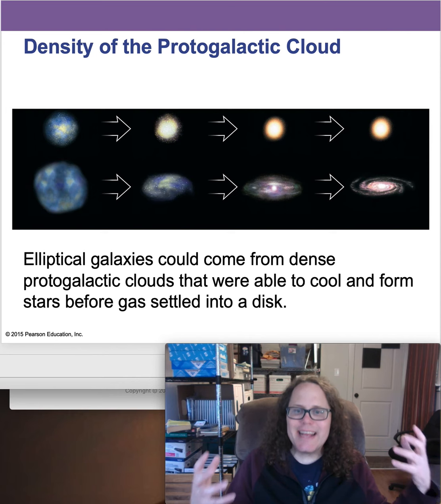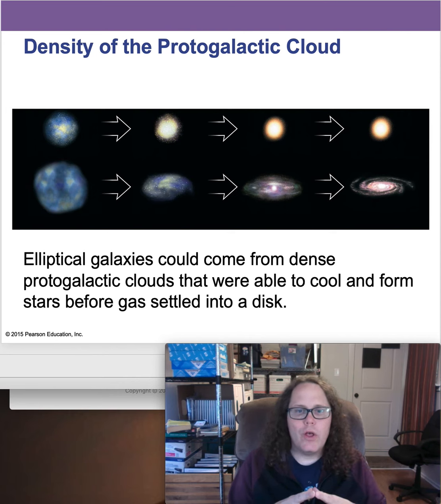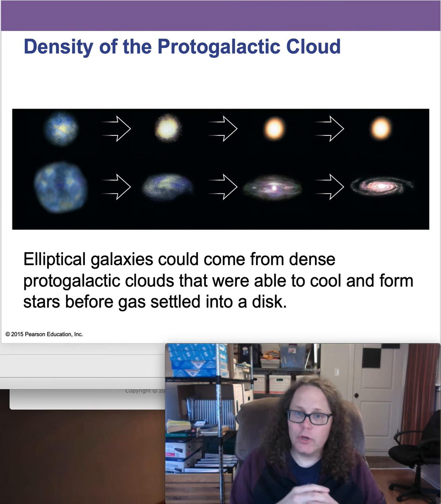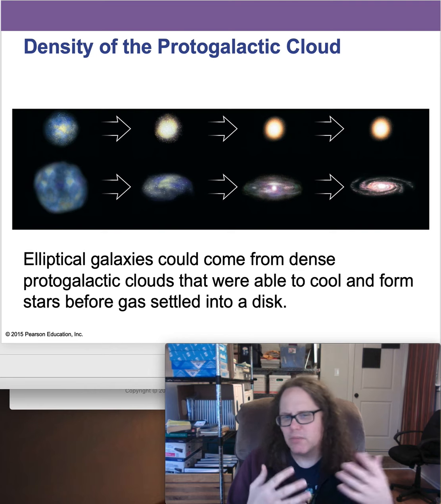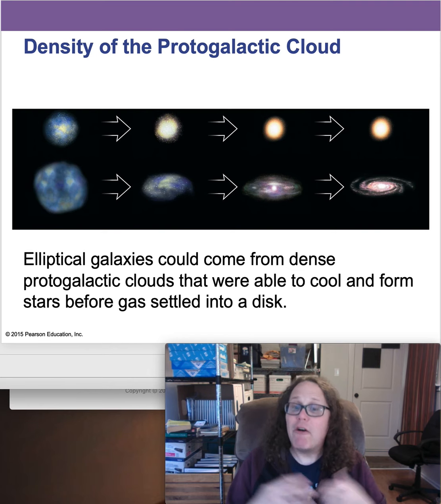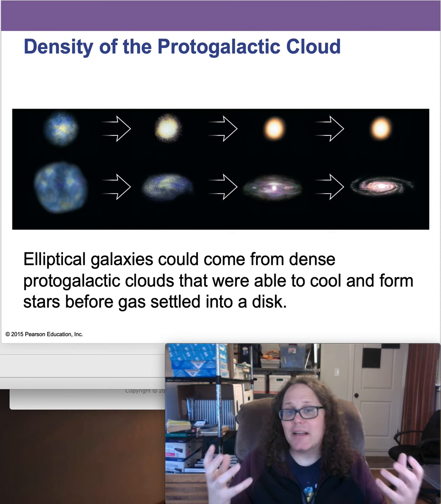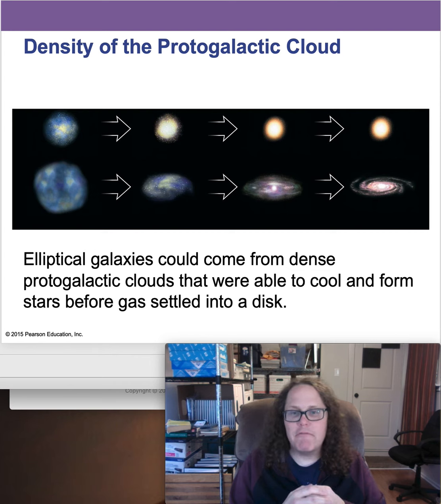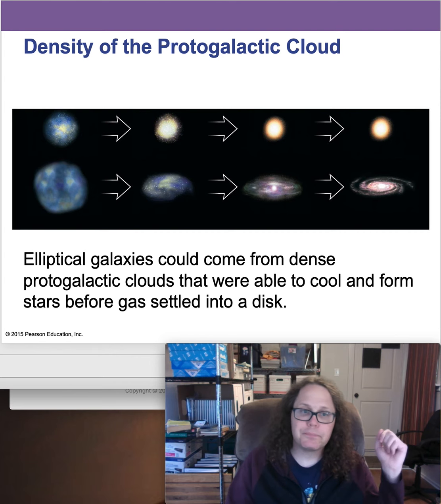So the density of the protogalaxy will have a huge say in determining what the galaxy will end up looking like. If the galaxy was denser, it's more likely to be an elliptical. If it's less dense, more diffuse, it will more likely be a spiral. How fast the protogalactic cloud is spinning also matters. If it's spinning faster, then it'll have more angular momentum, which means it will be more likely to collapse into a disk.